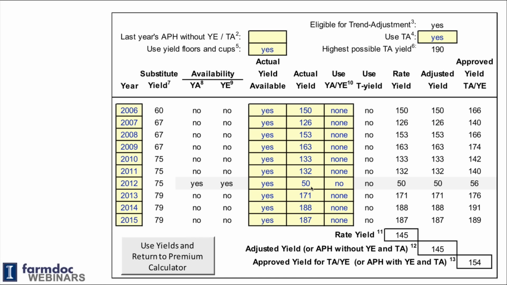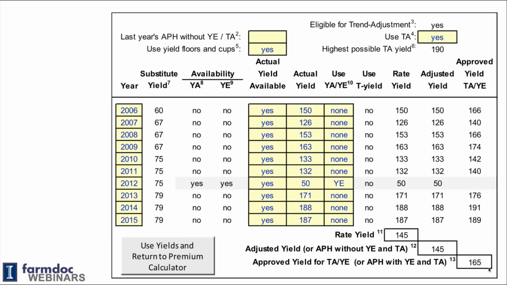It chooses this yield, 2012, and does YE. Here's what happens. With YA, we put a 75 adjusted yield in there, and you can see here the adjusted yield and the rate yield go up by 3 bushels. The other thing that this farm could do is choose YE. Here's what YE does. It excludes that yield from the yield calculations, and that goes up to 165.